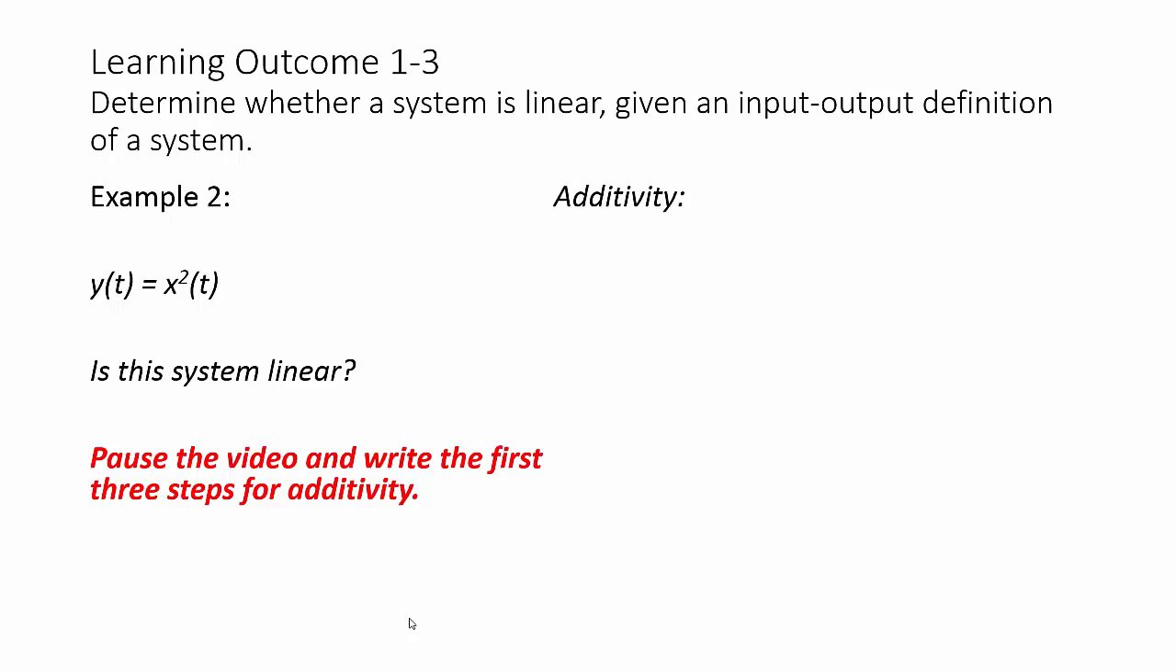Start again with additivity. Please pause the video and write the first 3 steps for additivity. They'll be the same 3 steps that you wrote for example 1, but with a new system definition. Refer back to your notes. I hope you're taking notes of what you saw, or rewind the video and figure out what those first 3 steps are.